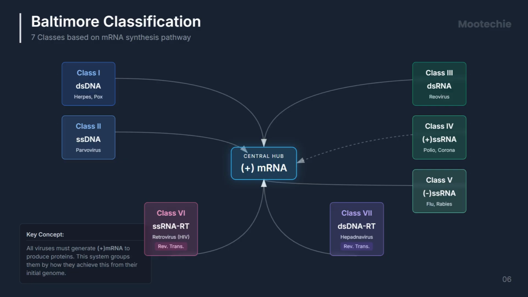Class 5 is negative-sense single-stranded RNA viruses, influenza and rabies. Class 6 is single-stranded RNA retroviruses, like HIV. They use reverse transcriptase to make a DNA copy of their RNA genome. Class 7 is double-stranded DNA viruses that also use reverse transcriptase, like hepatitis B virus. The key concept to lock in is this: all viruses must eventually generate a positive-sense mRNA molecule to produce their proteins. The Baltimore system brilliantly groups them by how they get from their starting genome to that crucial mRNA.